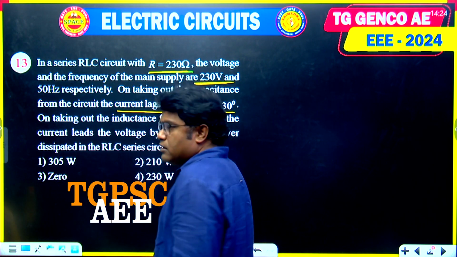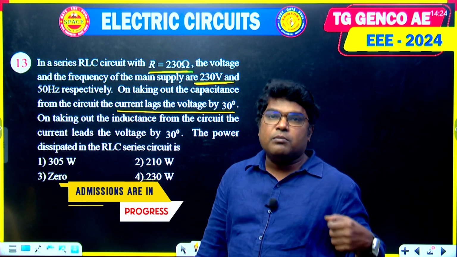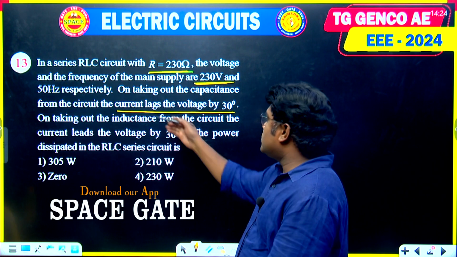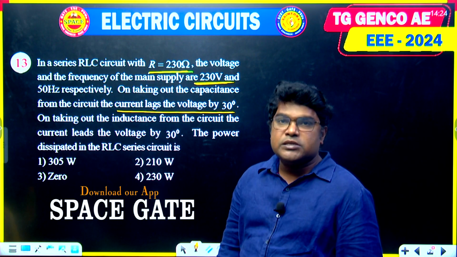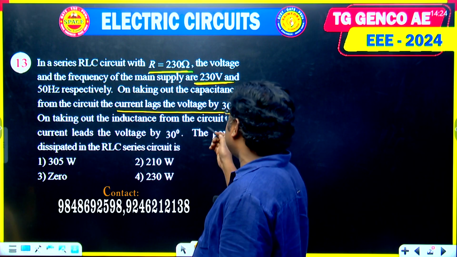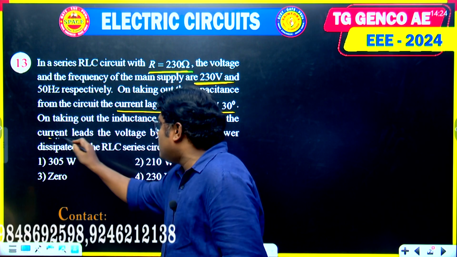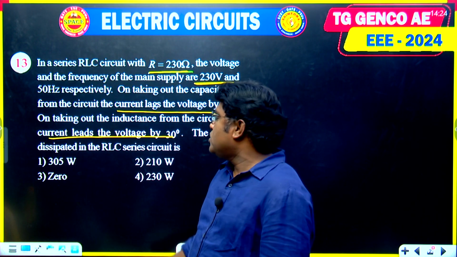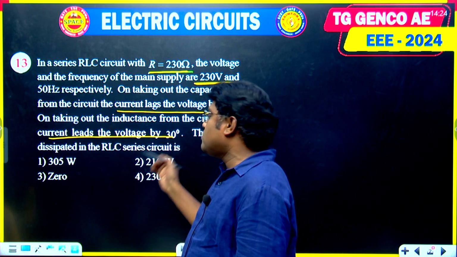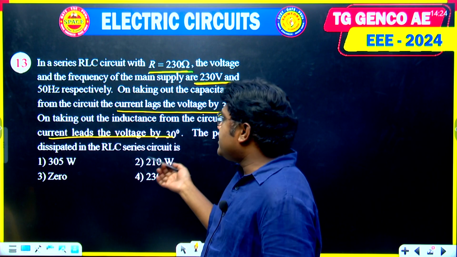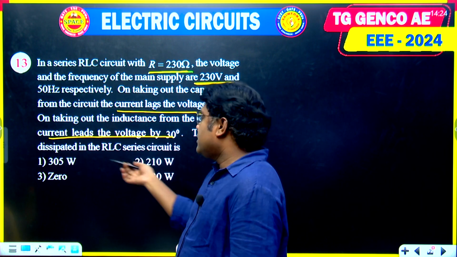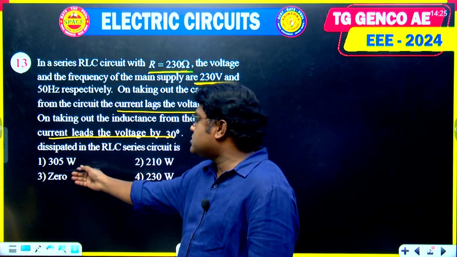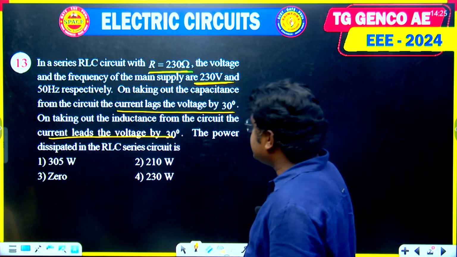Current lags voltage by 30 degrees, that means if the capacitor is taken out of the circuit, it acts as a pure RL circuit. And on taking out the inductance from the circuit, the current leads the voltage by 30 degrees. So the complete RLC circuit acts as an RC circuit, where the capacitive current leads the voltage by 30 degrees. The power dissipation in the RLC circuit is: option 1, 305 watts; option 2, 210 watts; option 3, 0; and option 4, 230.